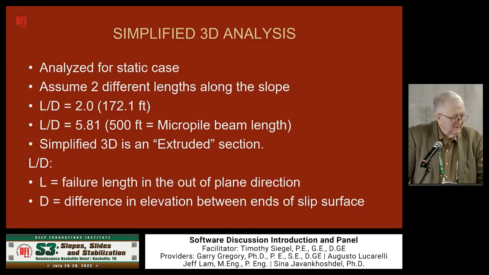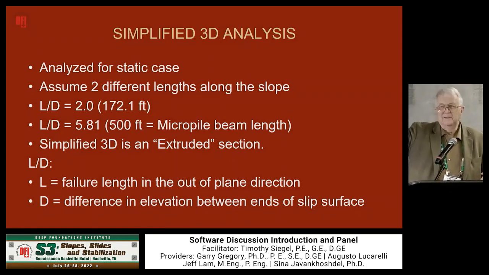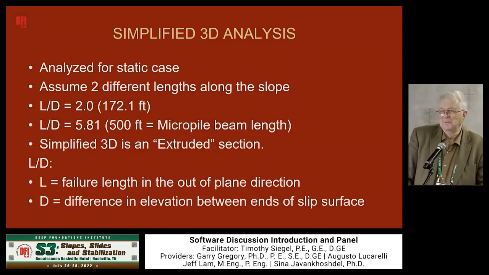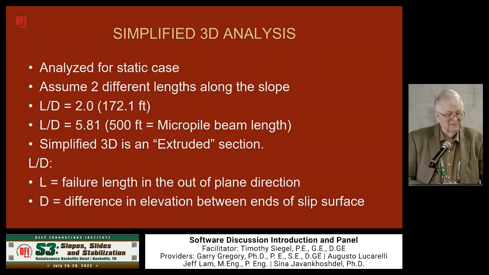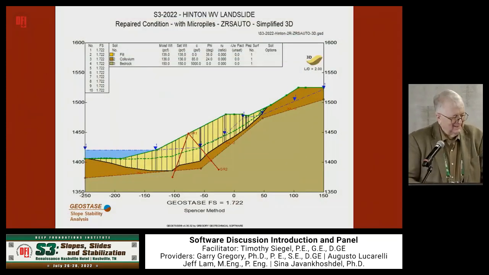and it was analyzed for the static case. Later on, I got some analysis for seismic analysis for displacement. So I assumed two different lengths along the slope, L over D ratio, which L is the length of the failure surface, failure mass in the out of plane direction, and D is the depth, which I assume is the difference in the ends of the slip surface vertically. And so then I did a 5.81, which is equal to the 500-foot length of micropile beam. So I analyzed both of them. That's an input you have to input in the program by judgment. Everything else is calculated.